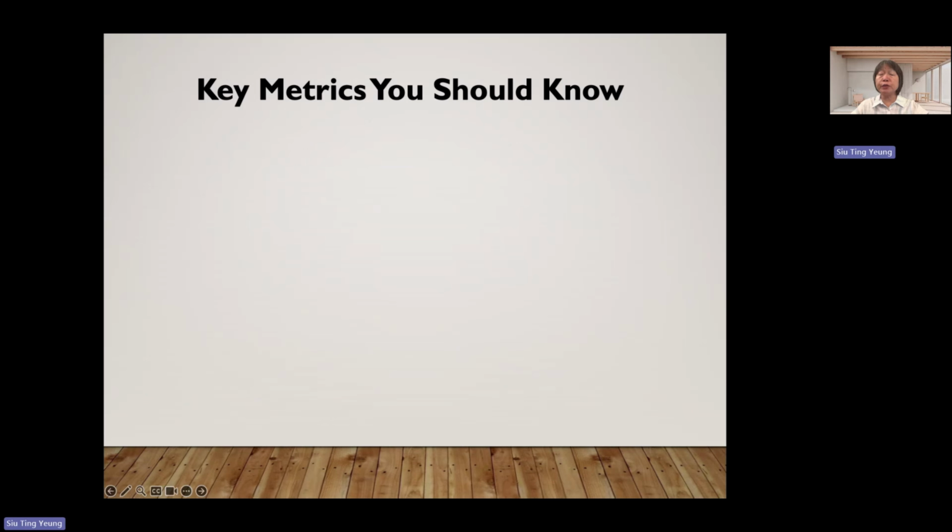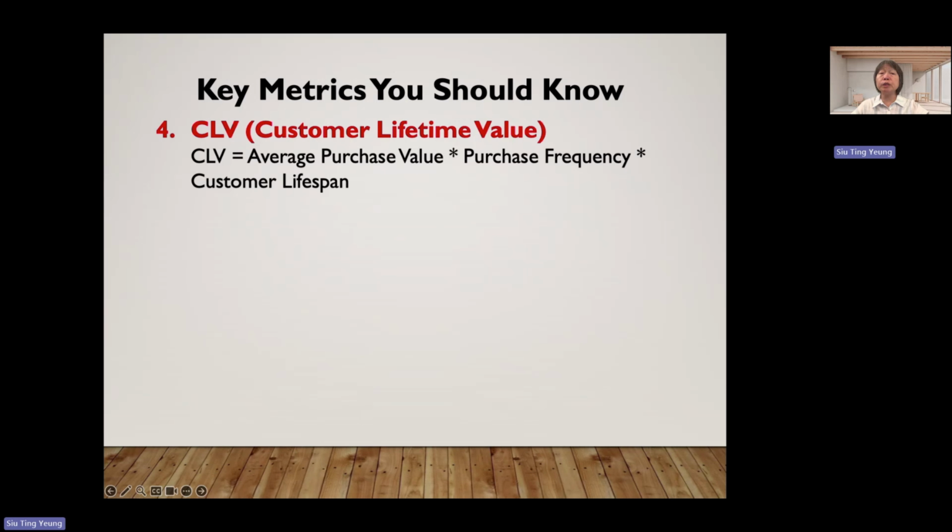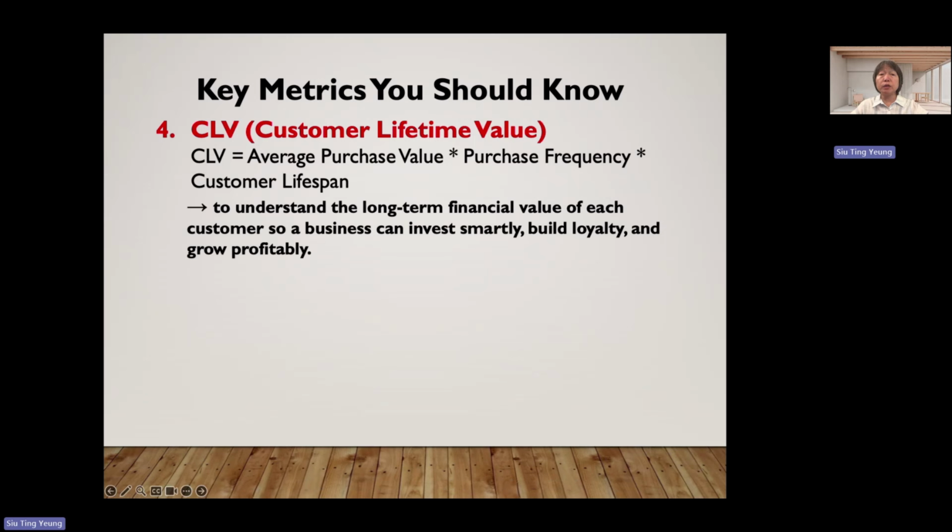With the above three metrics in mind, let us move on to the final one, the fourth key metric. It is CLV, Customer Lifetime Value. So the formula is average purchase value multiplied by purchase frequency multiplied by customer lifespan. So what is CLV? It is a metric that helps you understand the long-term financial value of each customer, so a business can invest more smartly to build customer loyalty and grow your profit.